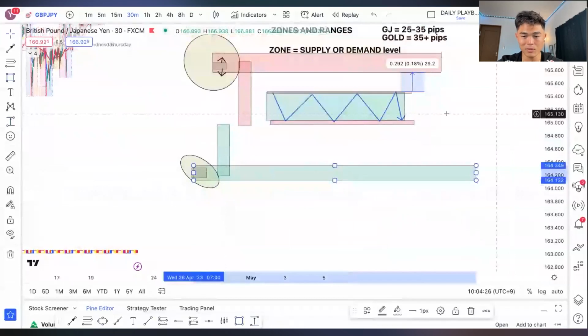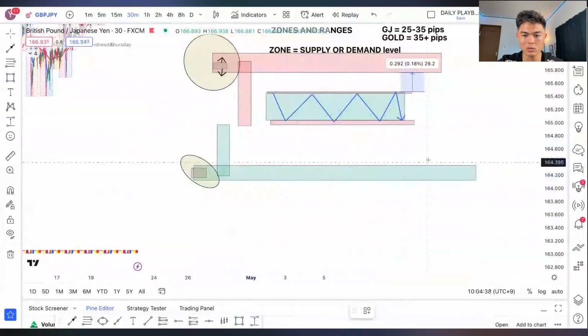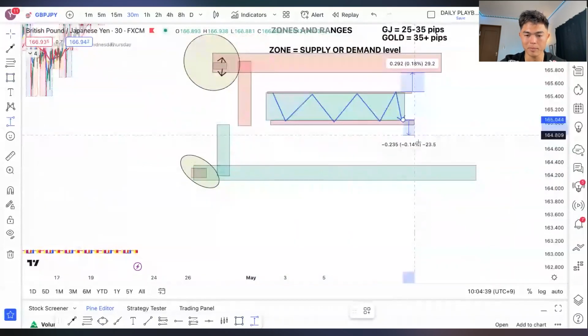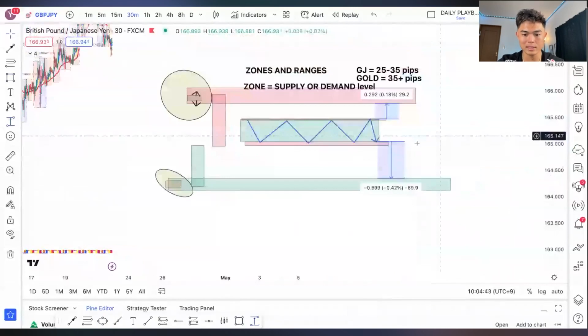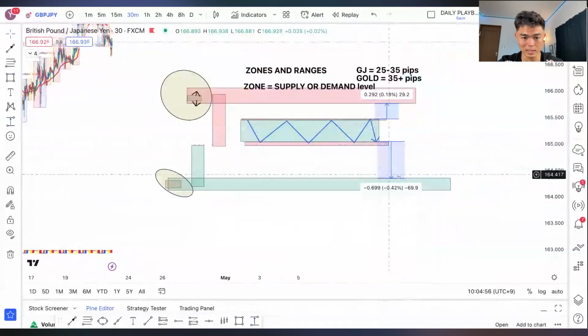And at that supply level, there are sellers waiting. So if we can break the support that was created, this consolidation, then all we're looking for is, does this range to this range, is it big enough? This is GJ right here, or let's just use this as gold as an example. Does this fit 35 plus pips? Yes, this is 69 pips, right? About 70 pips in total. This definitely fits our criteria. So if it does end up breaking, then we can look to enter this trade based off of that because we have confidence that the range is big enough.